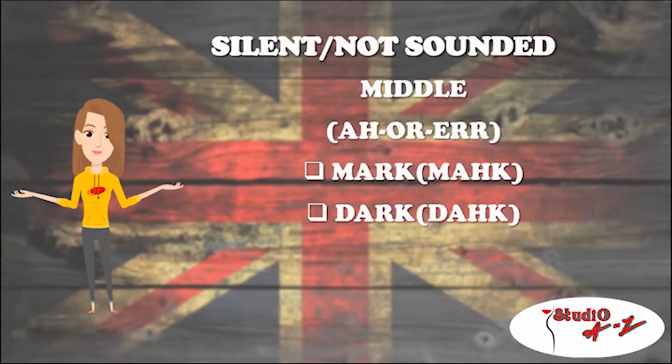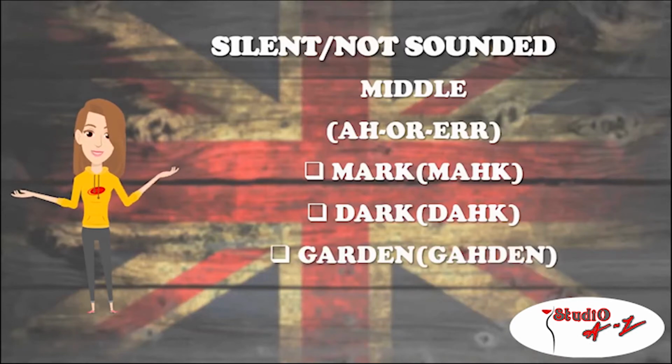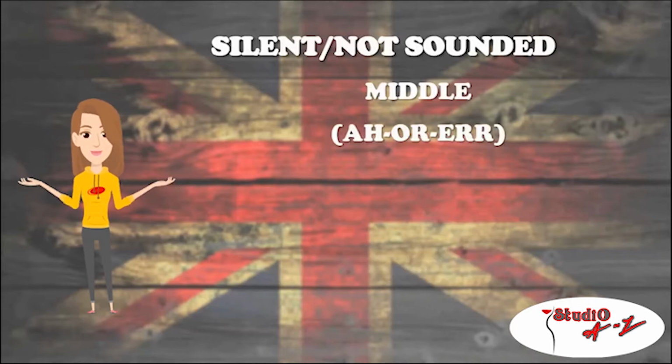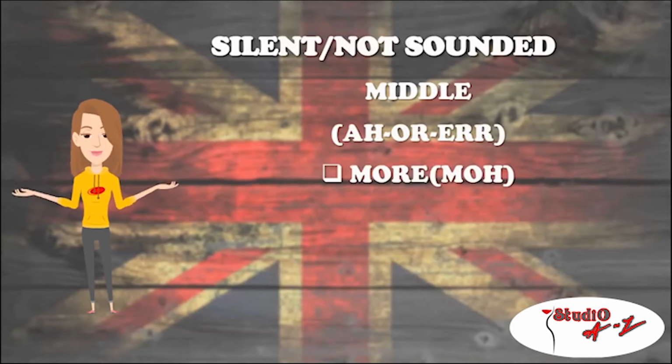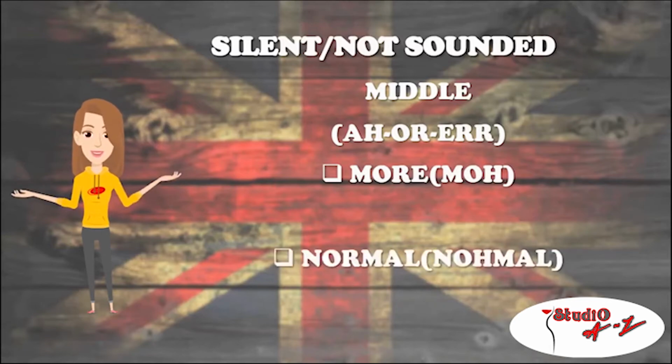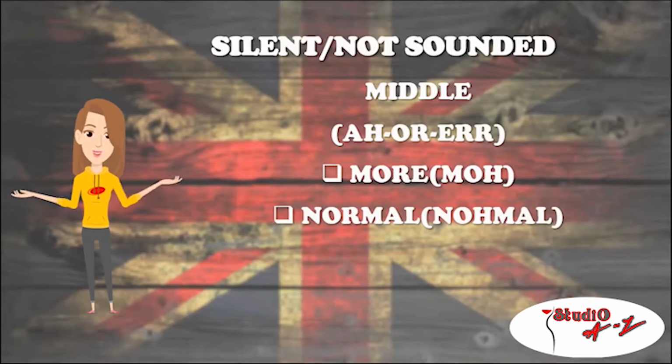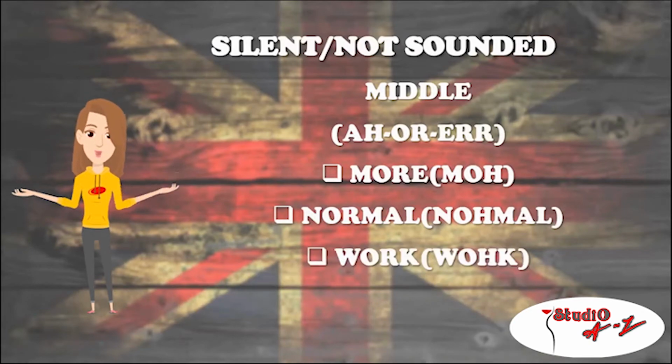D, A, R, K. Dark. G, A, R, D, E, N. Garden, without the R sound. M, O, R, E. More, without the R sound. N, O, R, M, A, L. Normal, without the R sound. W, O, R, K. Work.